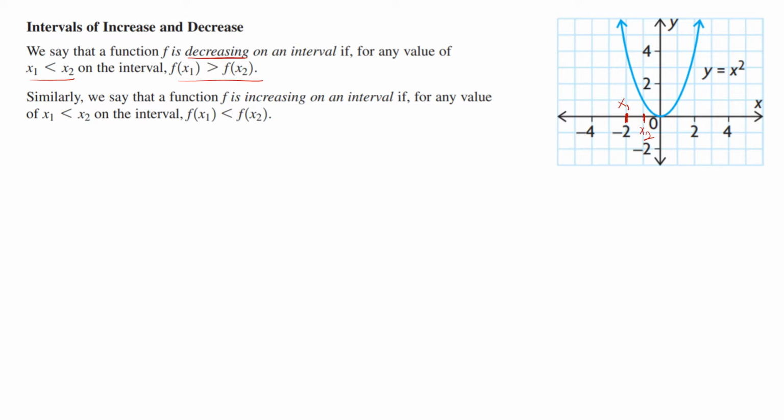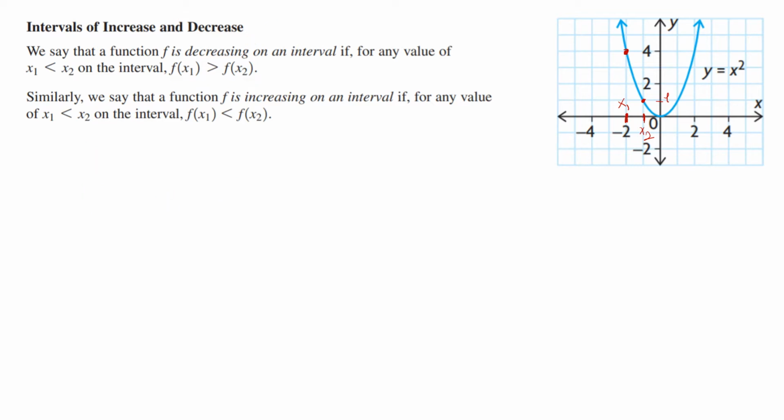Now I need to look at the y values. For f(x1), I get a value right over here, because that corresponds to my x1, so a value of 4. For f(x2), the y value corresponds to right over here, which is 1. So my f(x1) is 4, while my f(x2) is 1. Because f(x1) is bigger than f(x2), I can say my function is decreasing.